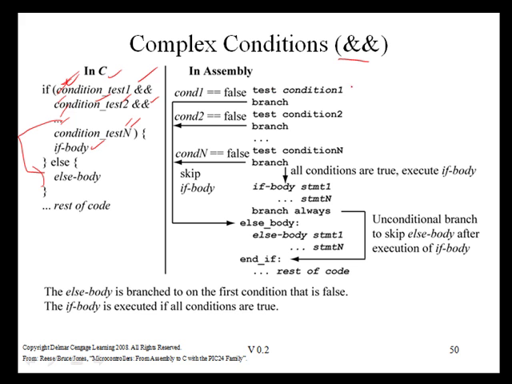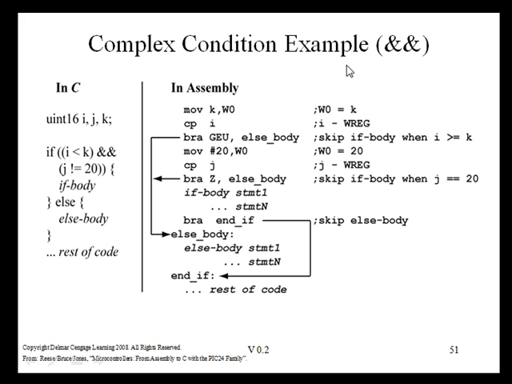So let's take a look at this. Here, we're going to do a test of condition 1. If that test is false, we will immediately go ahead and jump to the else body and execute the statements in the else body. Else, if it's true, we'll continue on to the next condition, test that, and so forth. If all of these conditions are true, then we will fall through. None of these branches will be taken, and we'll execute the if body statements. We will always need a branch always here, unconditional branch always, to skip around the else body statements.